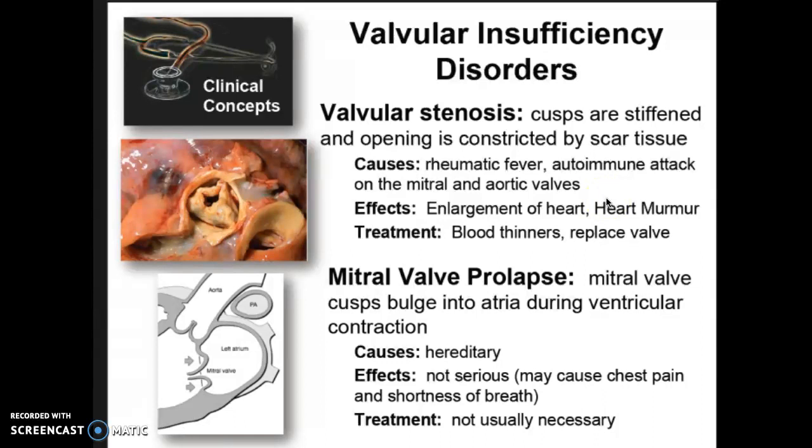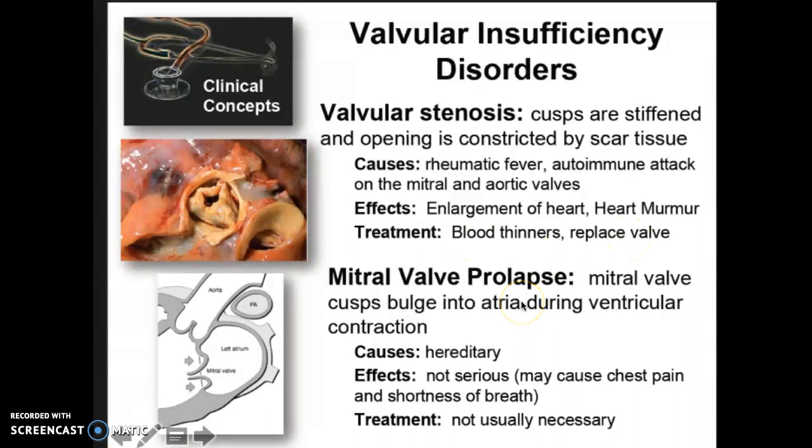The effects of valvular stenosis are enlargement of the heart and also a heart murmur. A heart murmur is a sound that can be detected using a stethoscope, and it actually represents a backflow of blood. If you recall, valves are supposed to allow blood to flow in one direction, but when the cusps of the valves are stiffened and constricted, it causes blood to flow backwards, and that's detected as a heart murmur. Valvular stenosis is treated with blood thinners or a replacement of the valve.